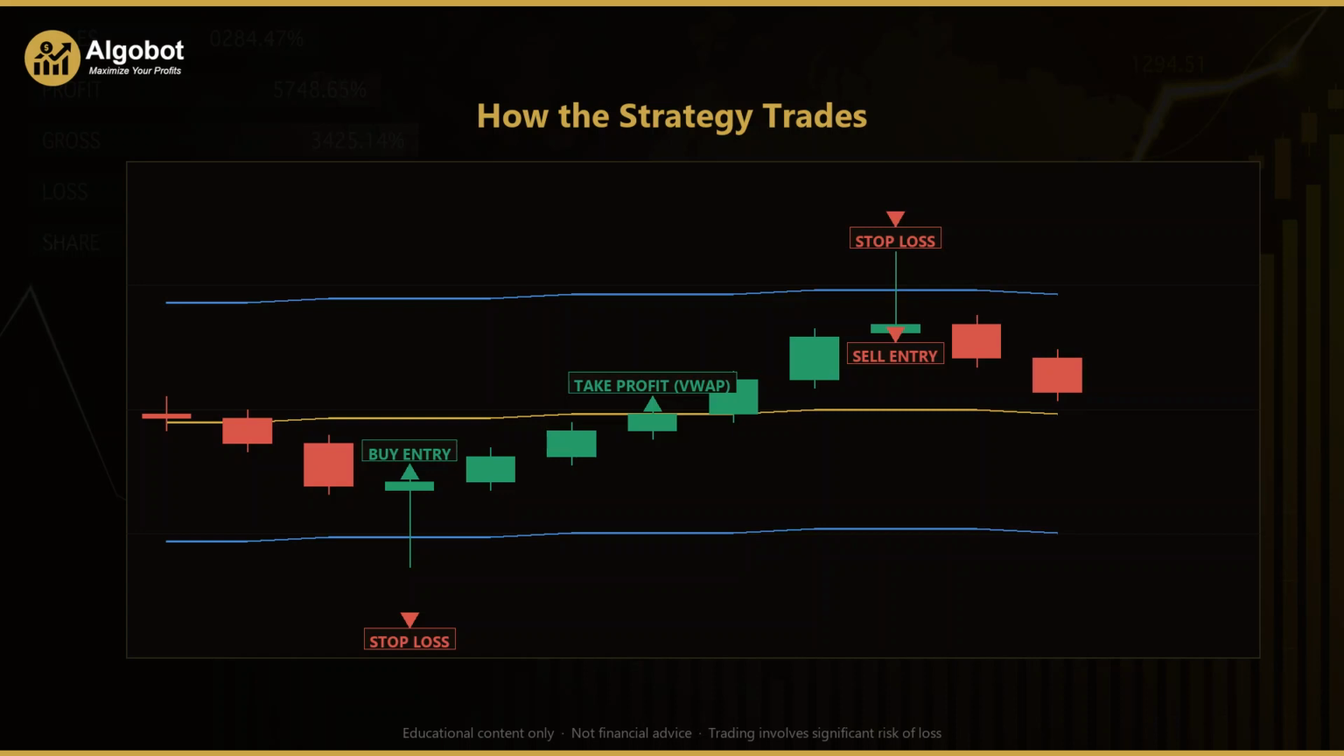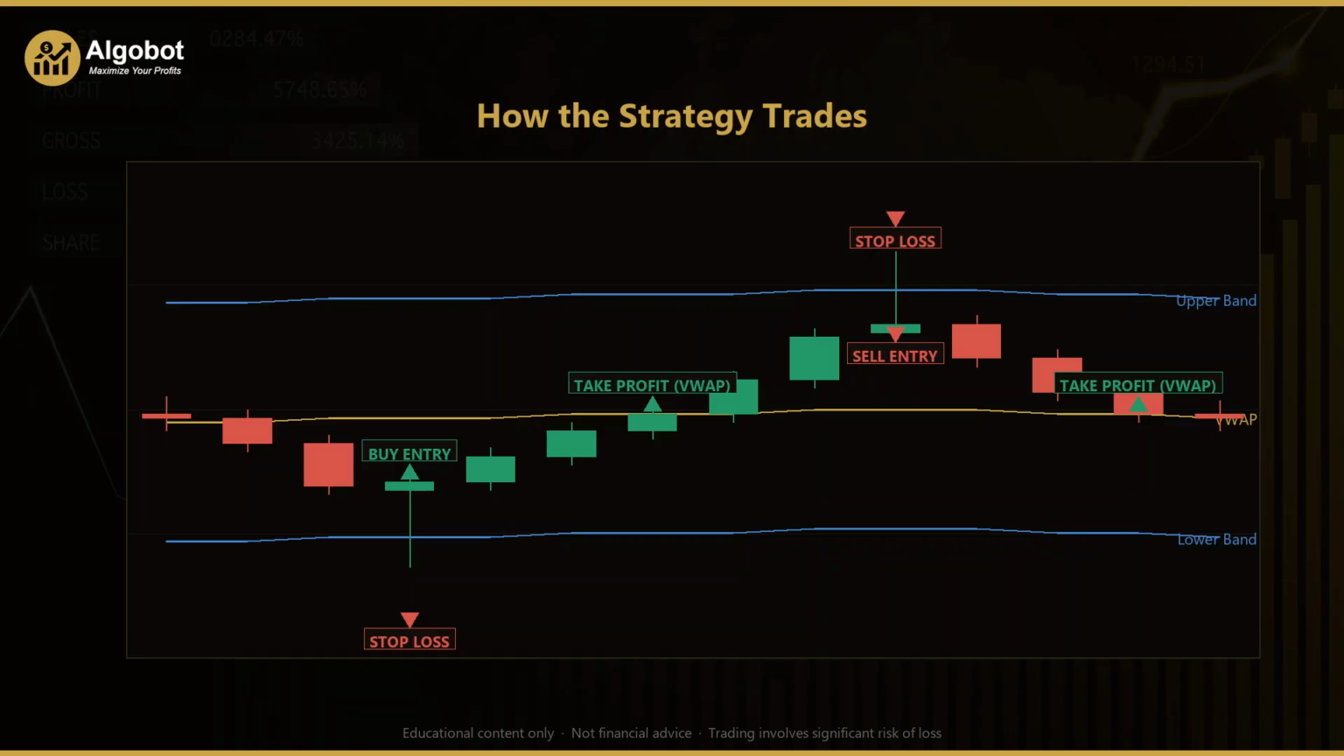That tall wick is the rejection at the top, supply stepping in where price stretched too far above fair value. With the wick dominating the bar's range, the EA signals a sell. The stop loss goes just above that rejected high, and the take profit, once again, is VWAP. Now watch the short play out.